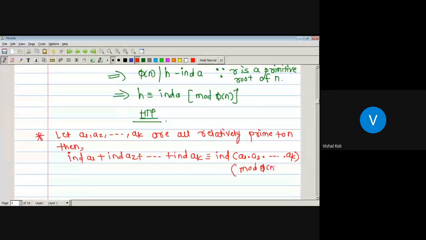So here we have given a1, a2 up to ak are the k integers which are relatively prime to n, and from that we have to prove that index of a1 plus index of a2 plus up to index of ak is congruent to index of the integer a1 into a2 into up to ak modulo phi of n. See its proof.